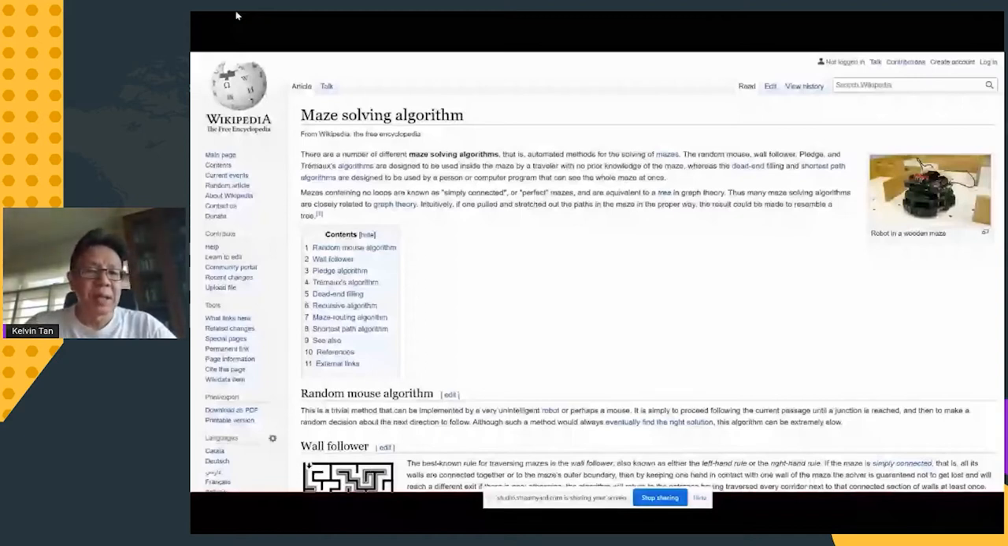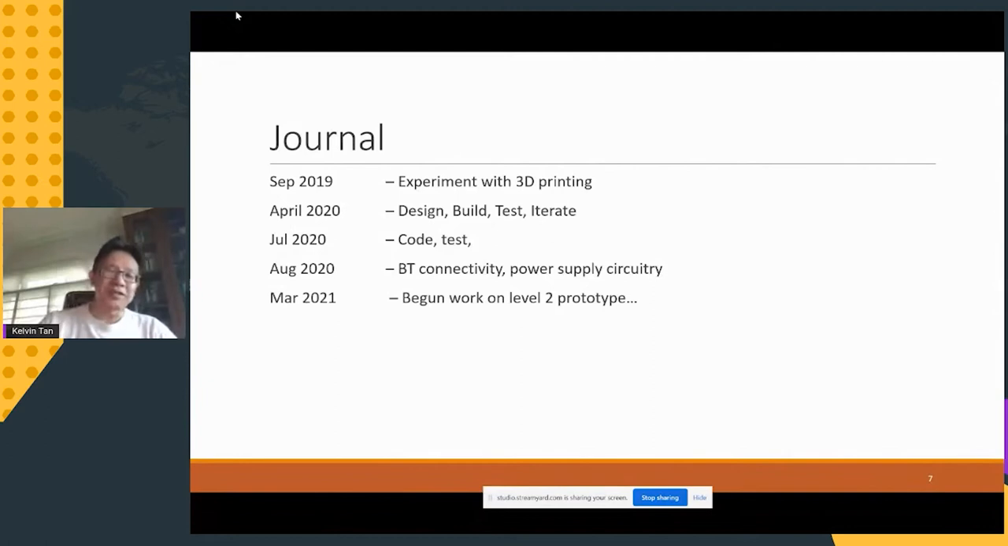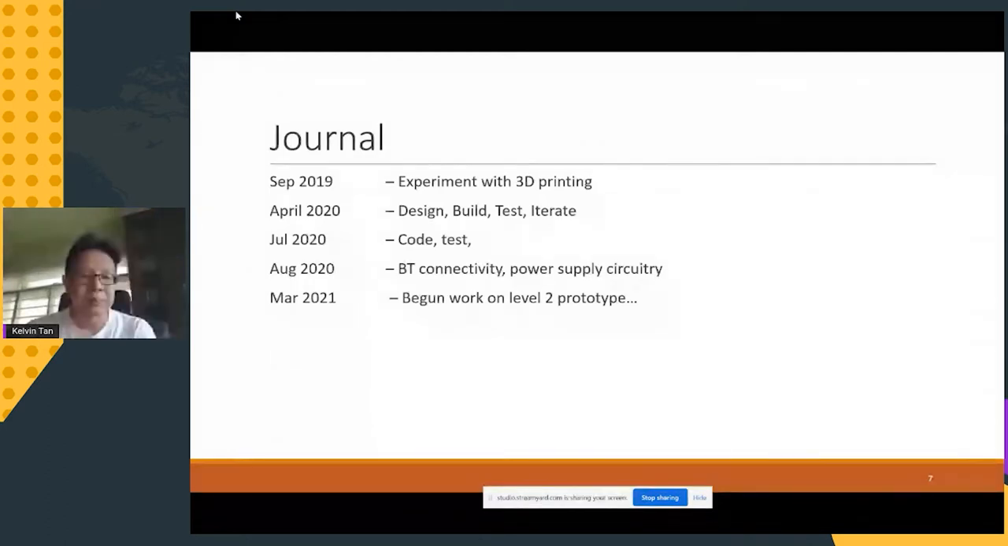So the journey of my work started in September 2019. I got a 3D printer and was experimenting with printing items using it. After doing the basic stuff, I wanted to challenge myself and started building this platform in April 2020. The design, build, test, iterate process started there. In July 2020, I did the coding and testing. In August 2020, I added additional improvements: power supply circuitry to stabilize the power, and Bluetooth connectivity. In March 2021, I started to work on the level prototype.